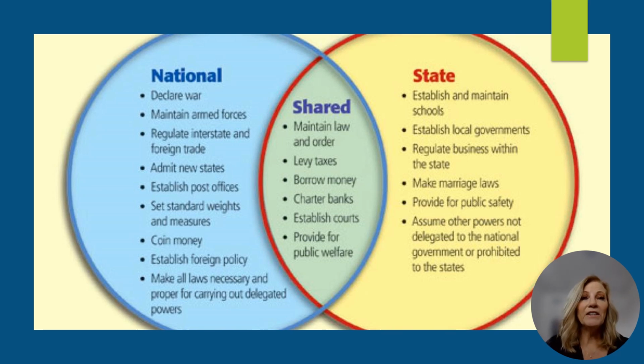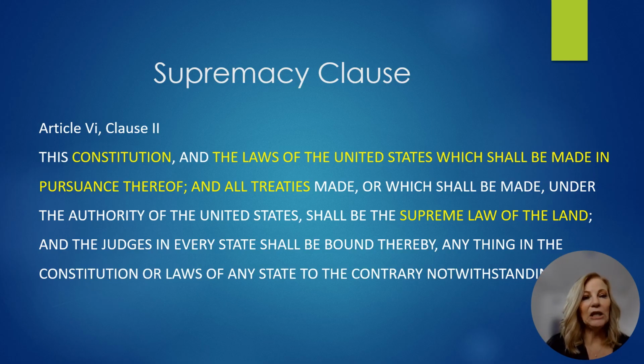Well, that's what we call the supremacy clause. The supremacy clause in the Constitution tells us, the founding fathers said, hey, this is what it is. The Constitution, this Constitution, and the laws of the United States which shall be made in pursuance thereof. Well, the laws of the United States made according to the Constitution are the supreme law. The Constitution is going to be first because the laws you make have to be made in pursuance of the Constitution.